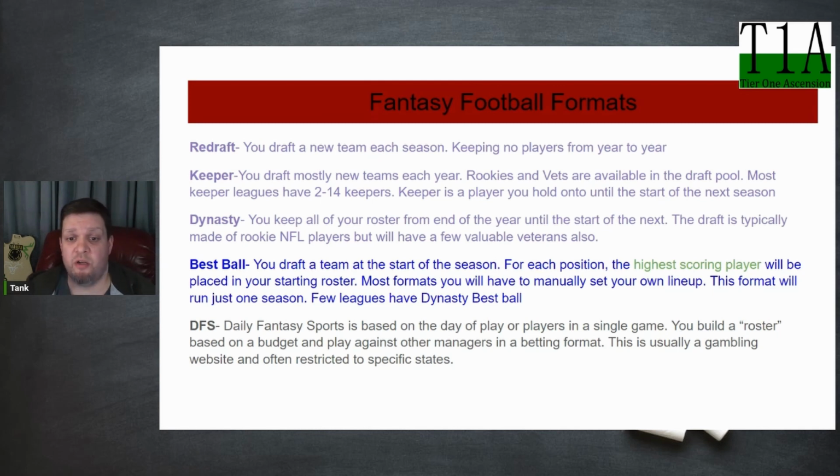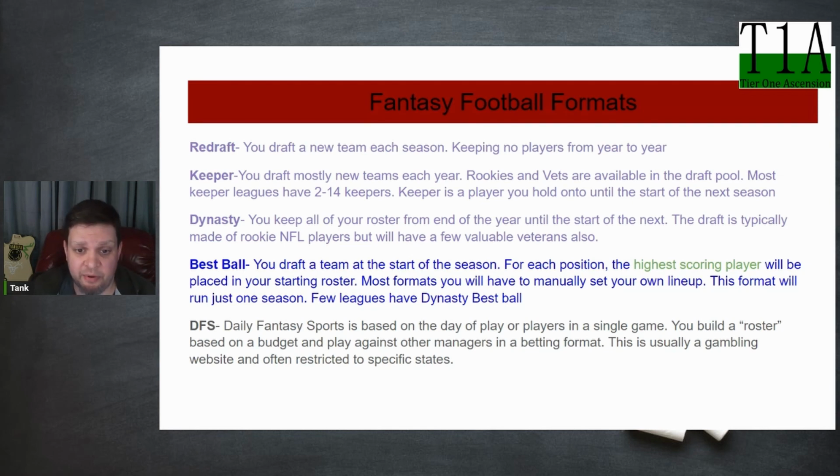So redraft, you are going to draft a new team each season. You really don't care as much about the age of players. You're really just looking for guys that are going to hit that season, score you points, and then you're going to flush them. You don't have as much buy-in to your roster as you're just worrying about getting points each week.